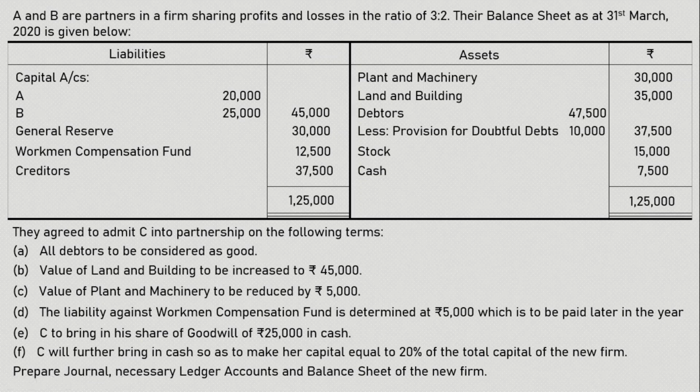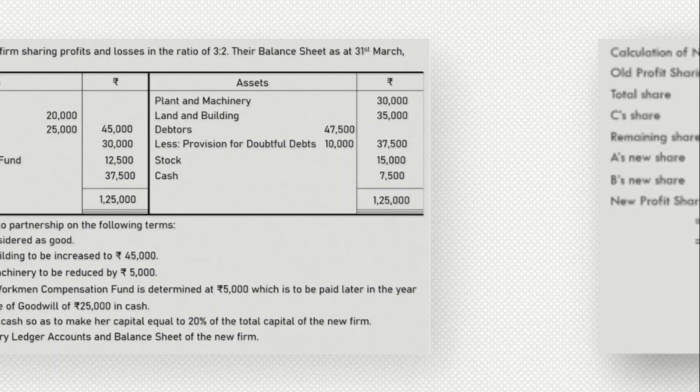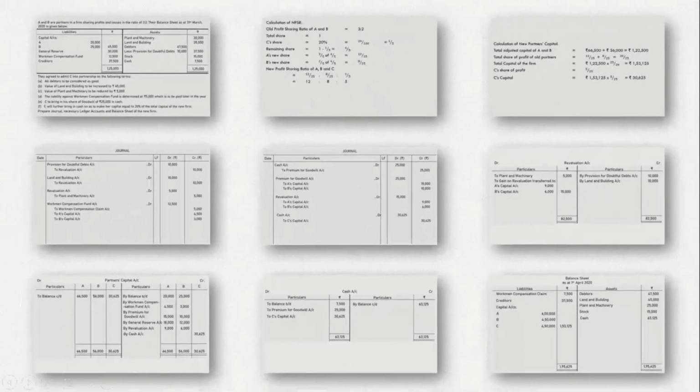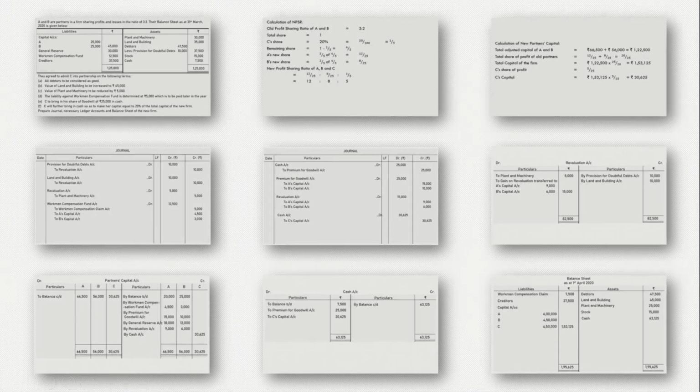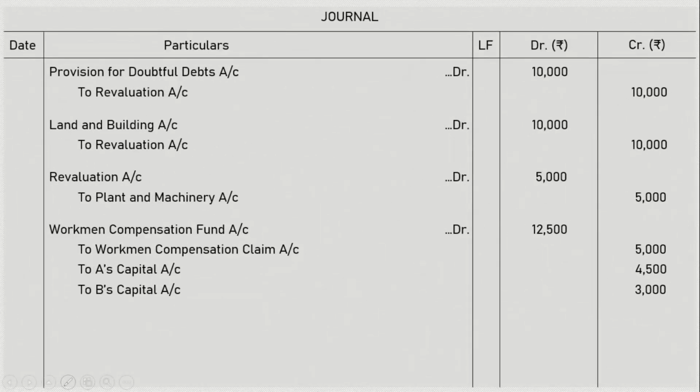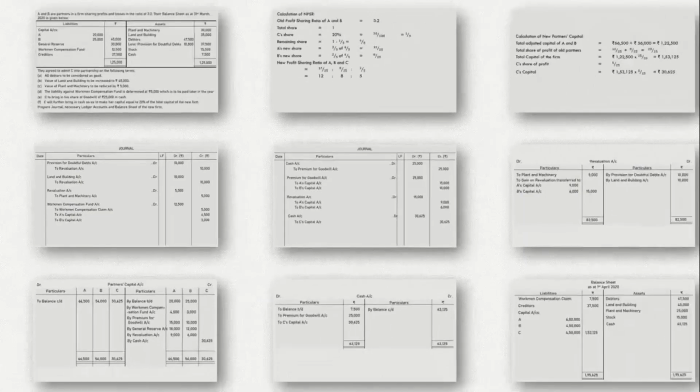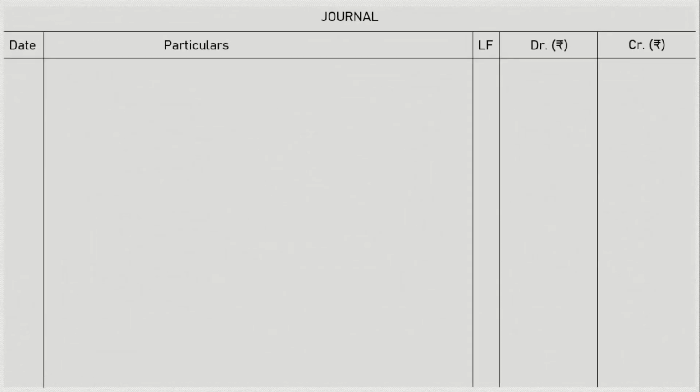C to bring in his share of goodwill of rupees 25,000. Now as C is bringing rupees 25,000, let's record this first. The page is full, we will not pass half of the entry on both pages, so let's make it here. As we are getting cash, cash account debit 25,000.